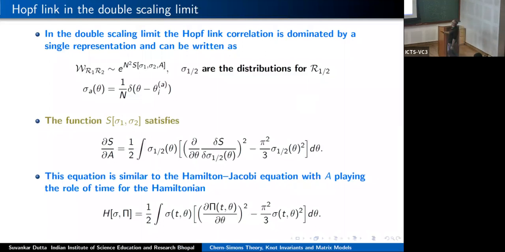You can show that after some calculation, this S satisfies this kind of relation. Okay, del S del A equals this. If you are familiar with the Hamilton-Jacobi equation, this relation is similar to the Hamilton-Jacobi equation with the A variable playing the role of time. Okay, and your Hamiltonian is basically given by this. Either you do it with respect to 1 or with respect to 2, you are going to get the same result. Okay, that you can show.